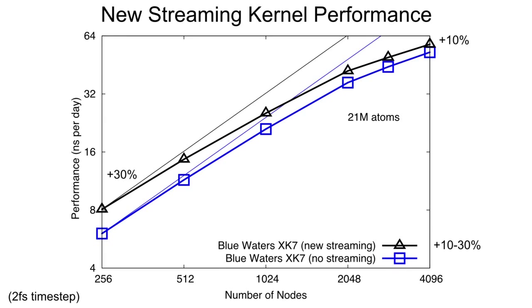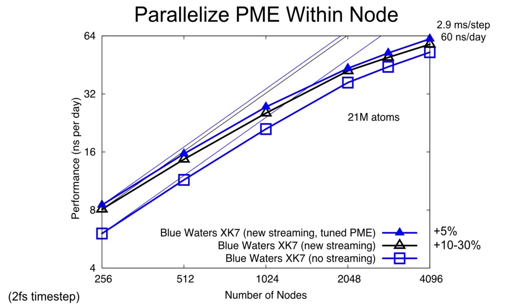Okay, as far as the performance of this goes, for Blue Waters, adding this new streaming kernel actually makes scalability worse, because when you've got more work to stream, you do better. So we're getting like 30% performance boost on 256 nodes. You go up to the entire XK partition, about 4,000 nodes, only a 10% boost, but still pretty good. After I did this, I did some extra tuning on the PME to better distribute that, and we got another 5% out of that sort of across the board.